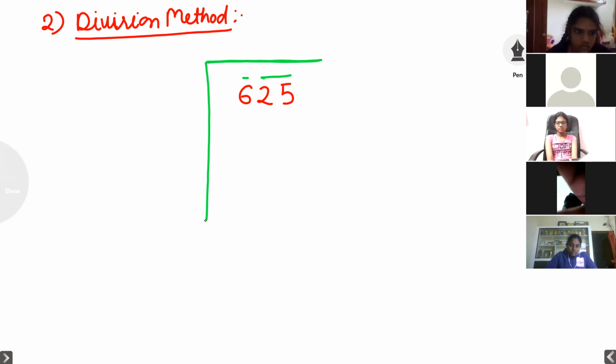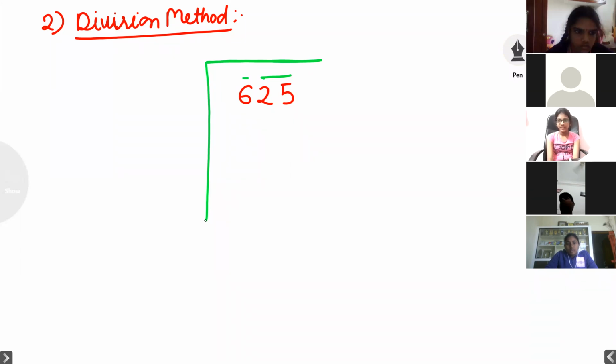That value will be less than or equal to the first digit. The digit is 6. Which largest number do we want to take? That value will be less than or equal to 6. If I am talking about 2, 2 square is what? 4. If I'm talking about 3, 3 square is, don't say 6, 3 into 3, 9. This value is greater than 6.